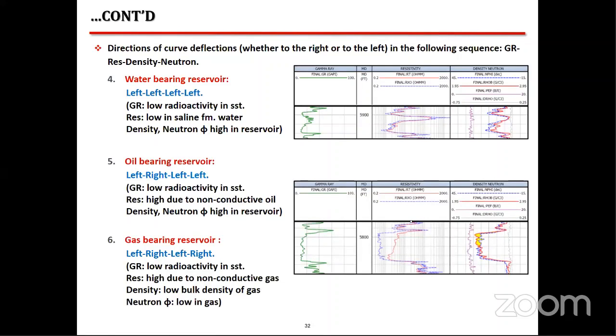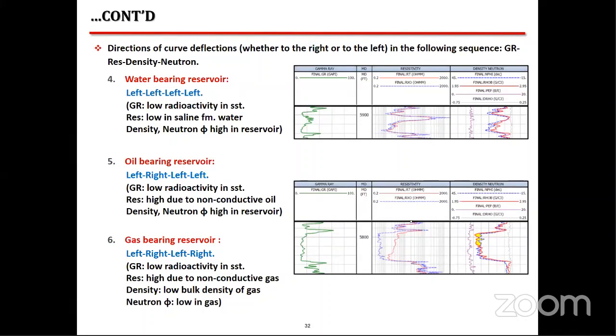I finally come to the hydrocarbon bearing zones. For an oil bearing reservoir, the deflections will be left, right, left, and left, where gamma ray will show low radioactivity, resistivity will be high due to non-conductive oil, and density and neutron porosities will be high in the reservoir.